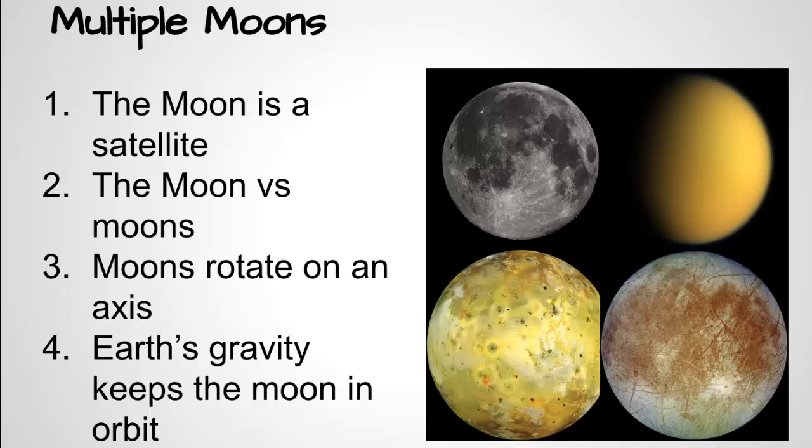Moon versus moons. Our moon is not the only moon in the solar system. We call it the moon, but most of the outer planets actually have moons around them, some of them dozens of moons. The moon also rotates on an axis as it revolves around the Earth. It is Earth's gravity that keeps the moon in orbit, along with inertia.